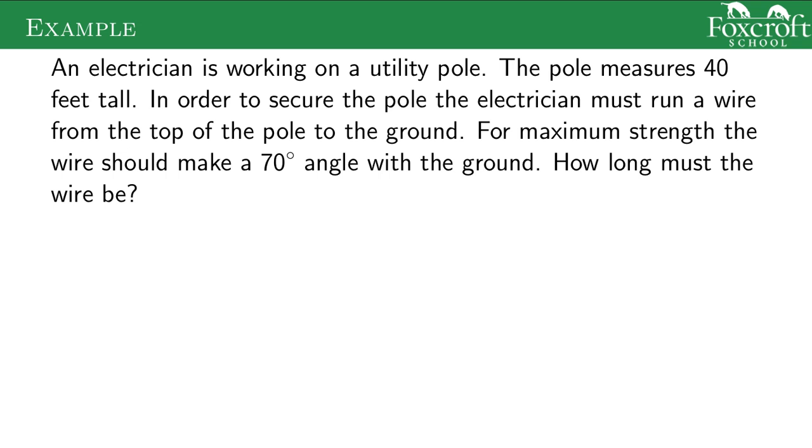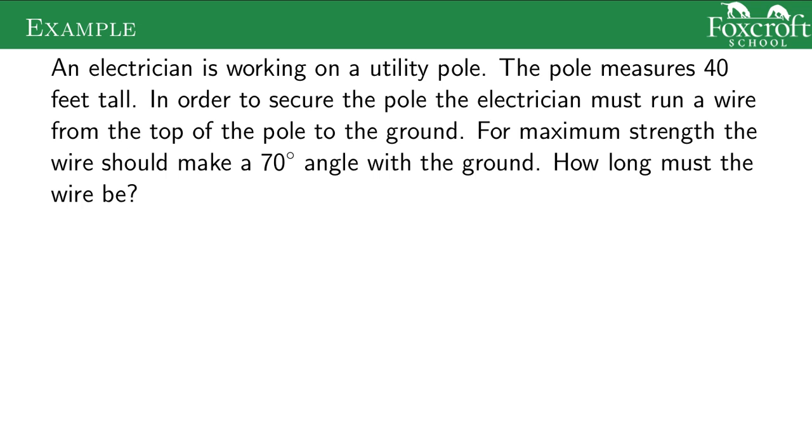All right, so an electrician is working on a utility pole. The pole measures 40 feet tall. In order to secure the pole, the electrician must run a wire from the top of the pole to the ground, and it should make a 70-degree angle with the ground. How long must the wire be? The first thing, try to draw a picture that demonstrates this situation. I'm going to go ahead and draw it, and we'll come back together when I have it drawn.